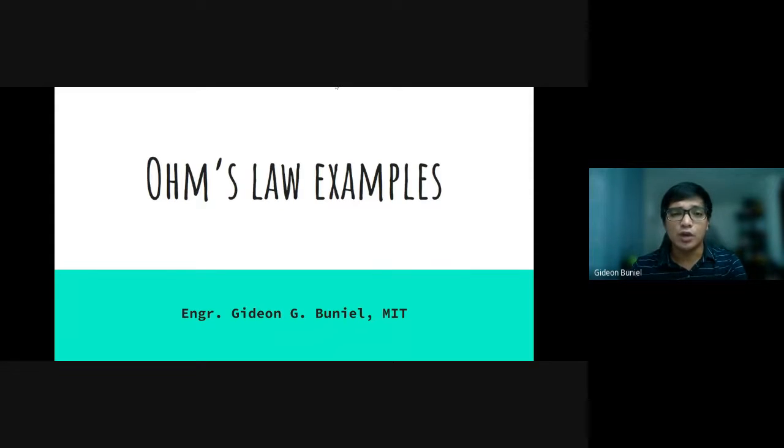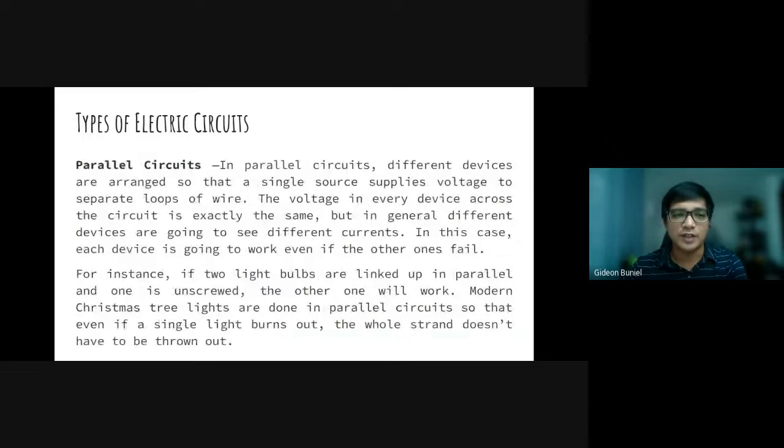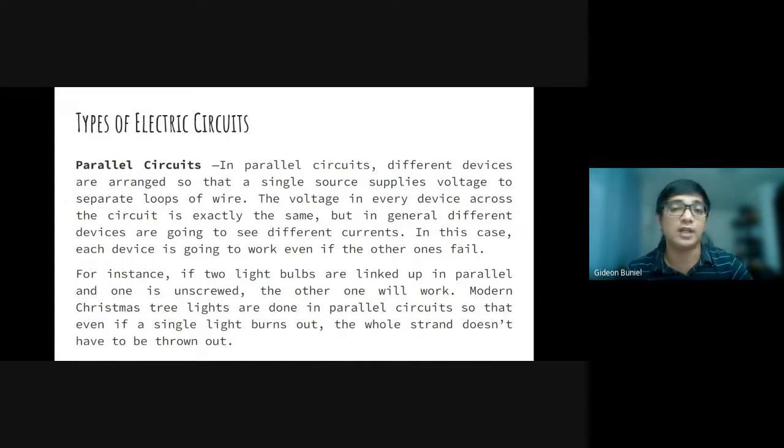Again, there are two types of electric circuits. We have the series circuits and the parallel circuits. In parallel circuits, different devices are arranged so that a single source supplies voltage to separate loops of wire. The voltage in every device across the circuit is exactly the same, but in general, different devices are going to see different currents. Okay, in a parallel circuit, the voltage is the same, but the current may differ from one device to another. In this case, each device is going to work even if the other ones fail.